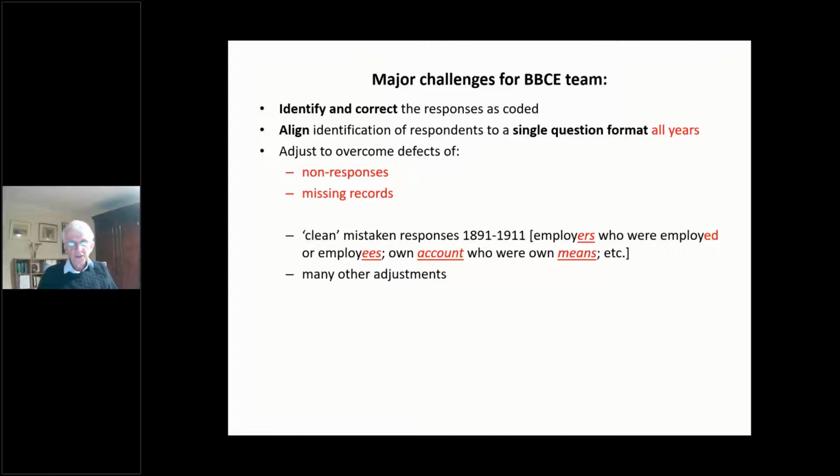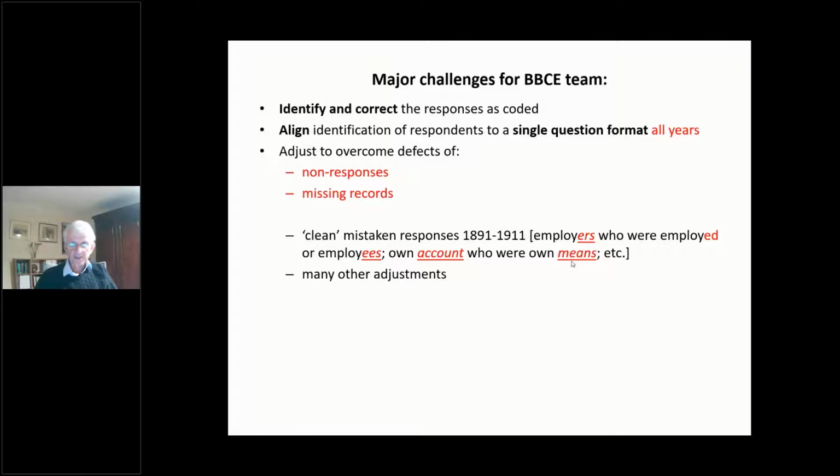There are also a lot of other issues we've had to deal with, and I'll just tell you the one major one that was really problematic also. These are the people who call themselves employers when they are actually employed or employees. The transcription is an issue for these, but so is the original writing. And then own accounts could be very easily misunderstood to be people on own means.